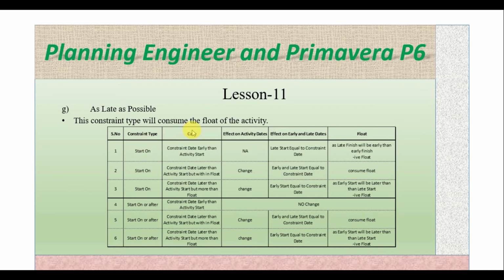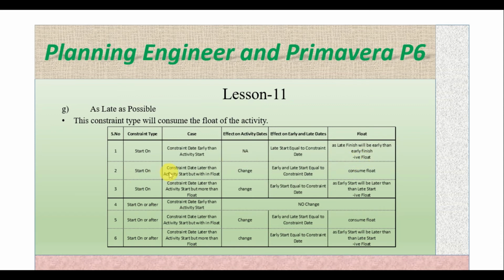So we have constraint type as start on. Case 1, if we keep the constraint earlier than the activity start, there will be no effect on the start and finish dates, but an effect on the early and late dates. Late start equals the constraint date, and the late finish will be earlier than the early finish, so it will give us negative float.